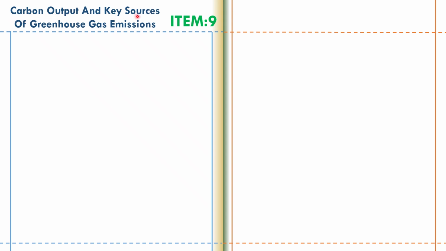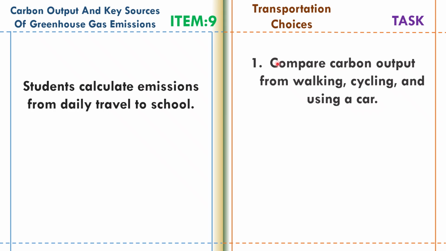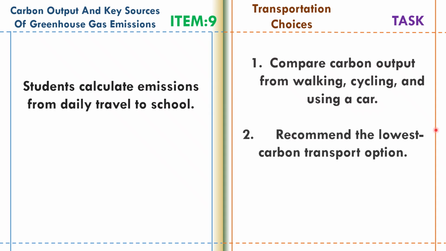Carbon output and key sources of greenhouse gas emission, item 9. Let's now look at transportation choices. Students calculate emissions from daily travel to school. Task: compare carbon output from walking, cycling, and using a car. Recommend the lowest carbon transport option.